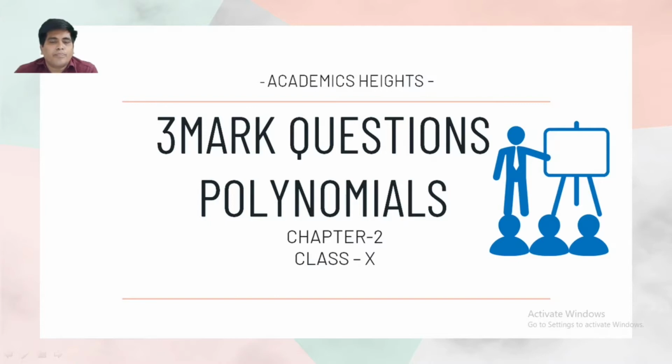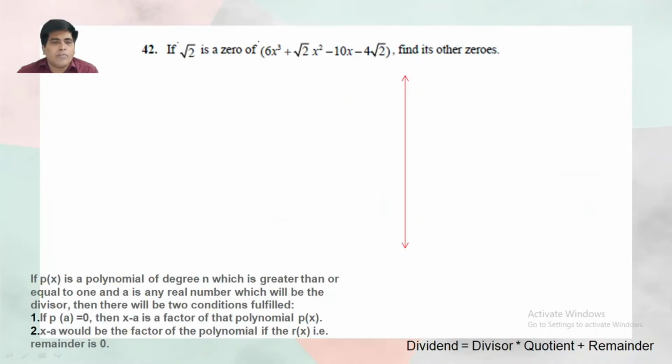We are discussing all important concepts of 3-mark questions in Polynomials, Chapter 2, Class 10 CBSE. Here we go to question number 42. If root 2 is a zero of 6x cube plus root 2 x square minus 10x minus 4 root 2, find its other zeros. First of all, check what is the order of this polynomial.